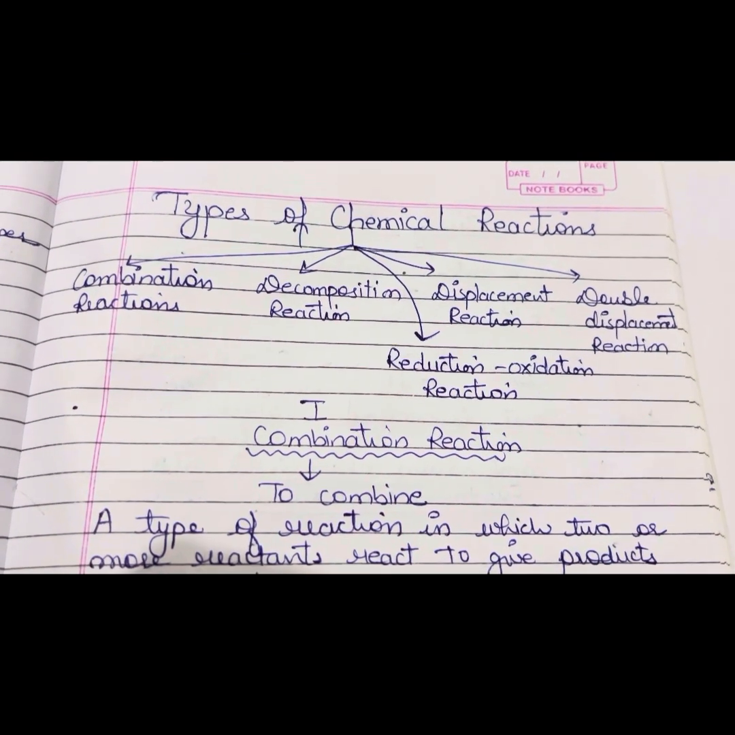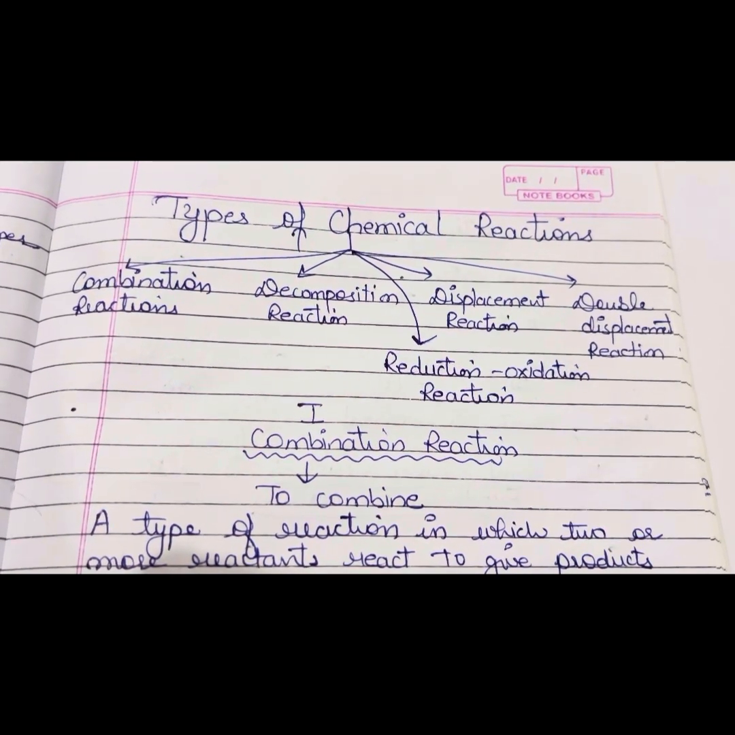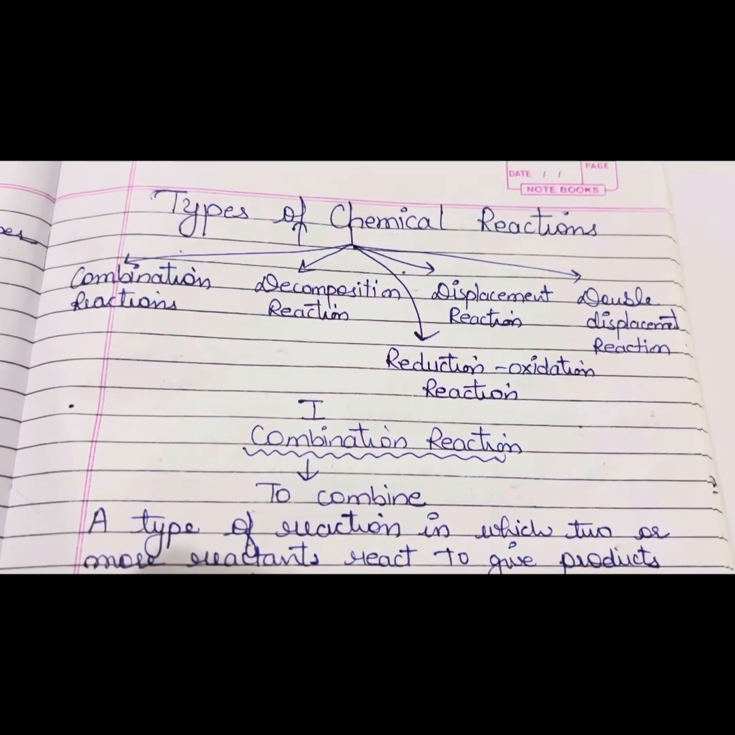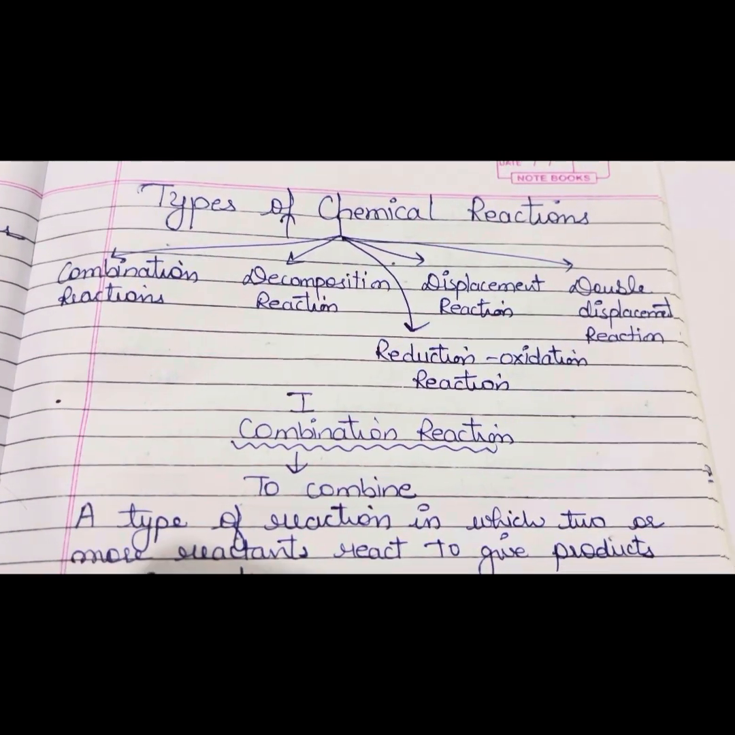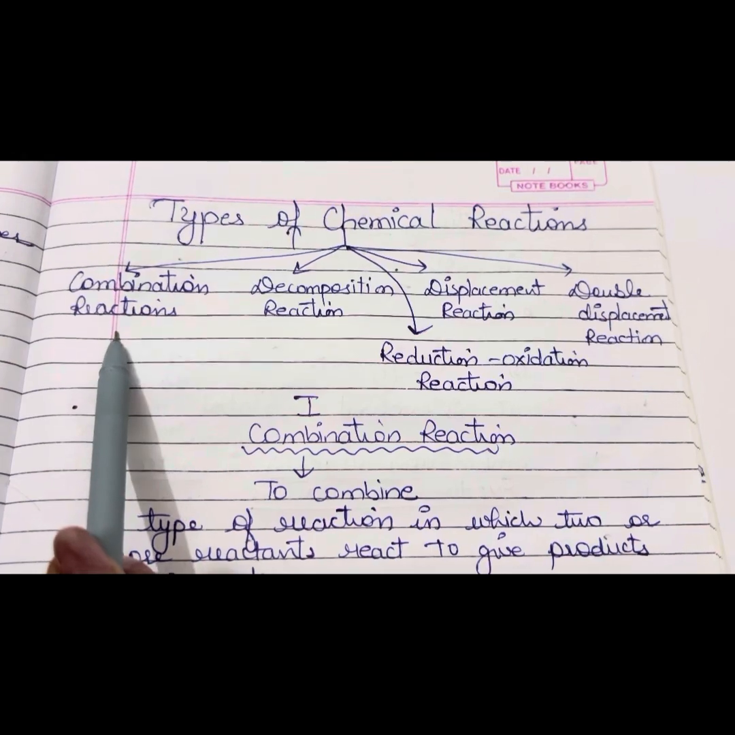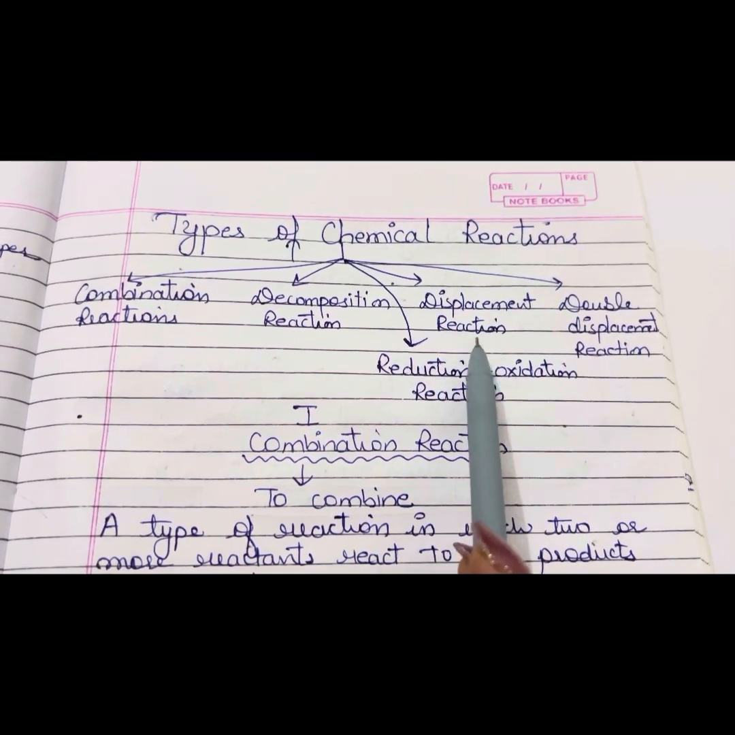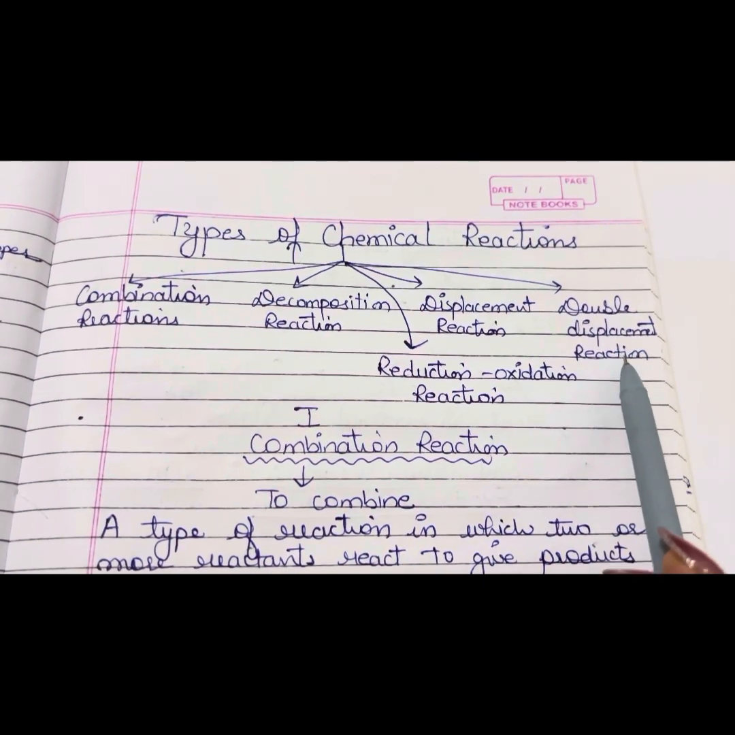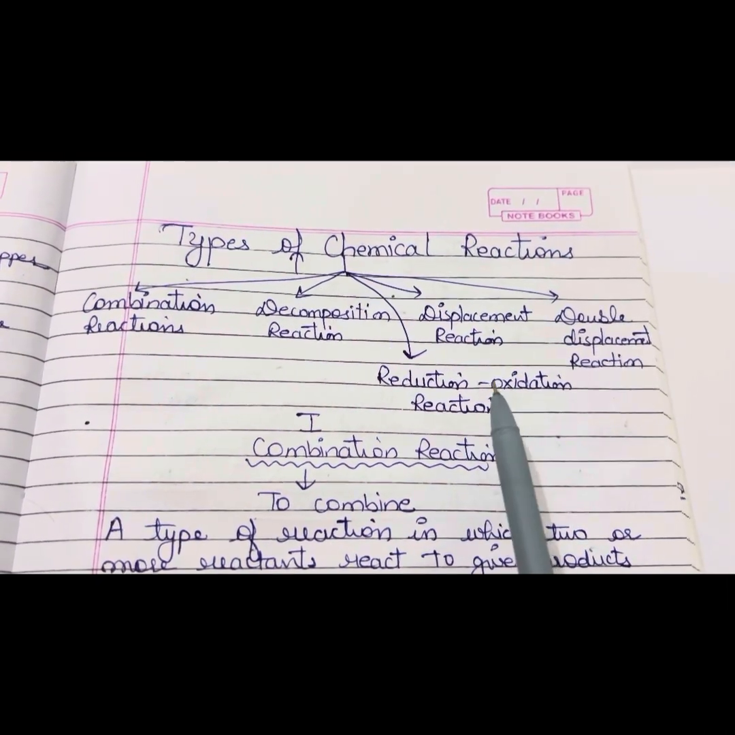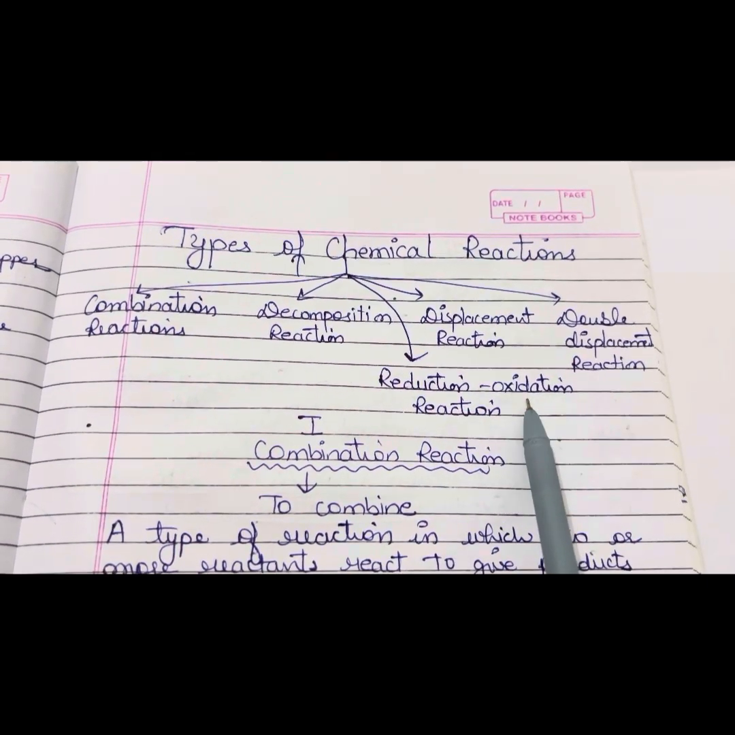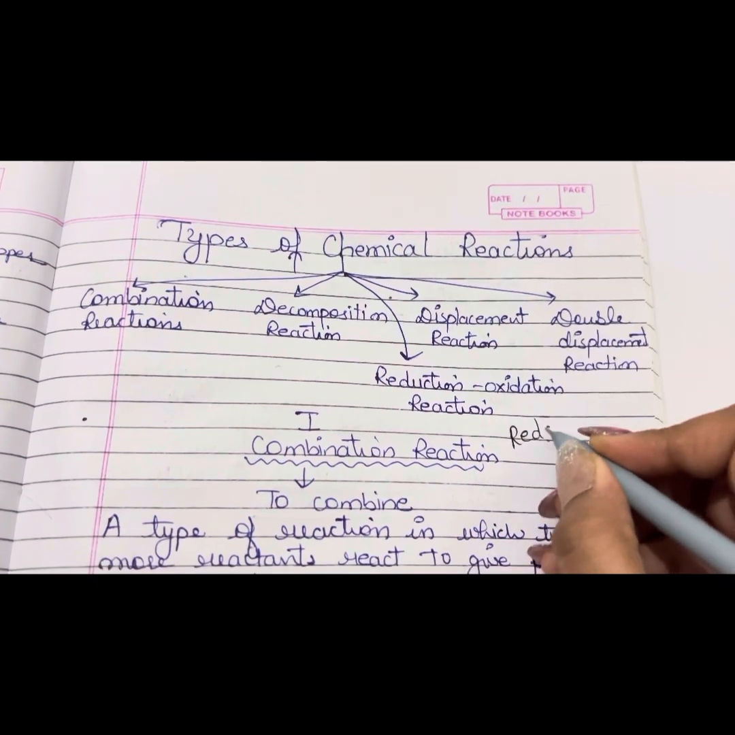Hello everyone. Today we will start with a very important topic of this chapter, that is the types of chemical reactions. Basically, chemical reactions are of five types. Number one is combination reaction. Number two, decomposition reaction. Number three, displacement reaction. Number four, double displacement reaction. And number five is reduction oxidation reaction, which is also known as redox reaction.